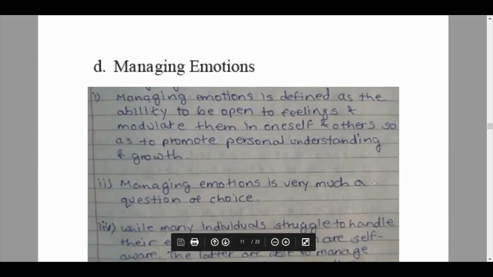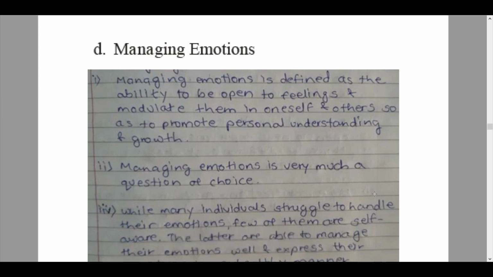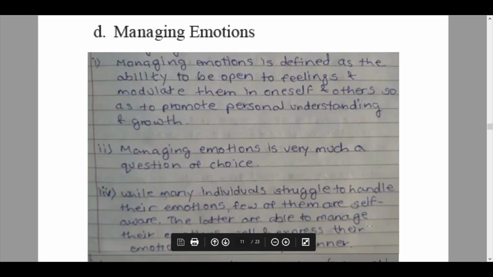Then we move forward to our part D, managing emotions. Managing emotions is defined as the ability to be open to feelings and modulate them in oneself and others so as to promote personal understanding and growth. Managing emotions is very much a question of choice.